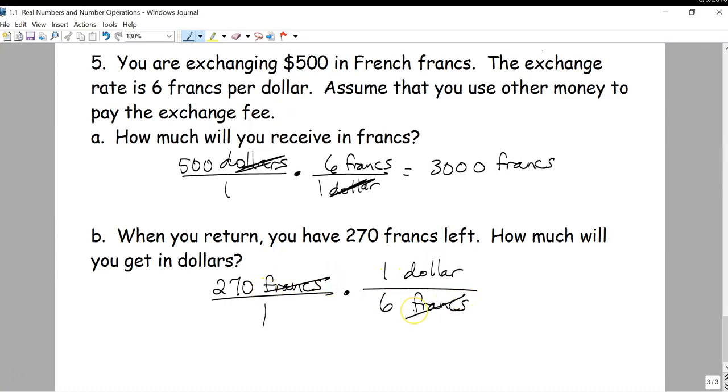So I'm going to cross out my units. Francs divided by francs is 1. And now I'm in dollars. So now I know that I have to do 270 and then divide that by 6, and I get $45. So when you get back, you get $45 back.